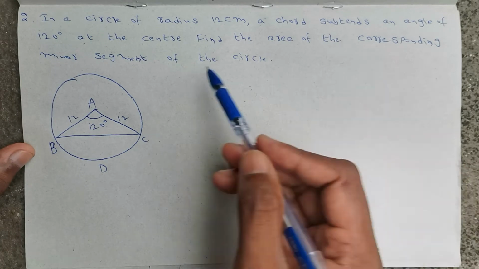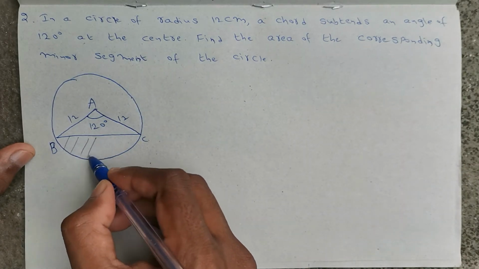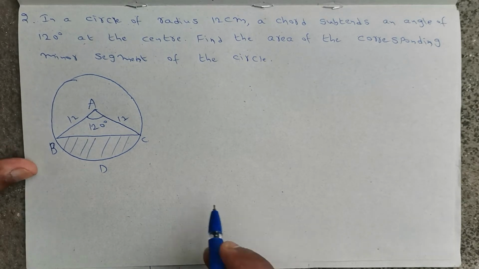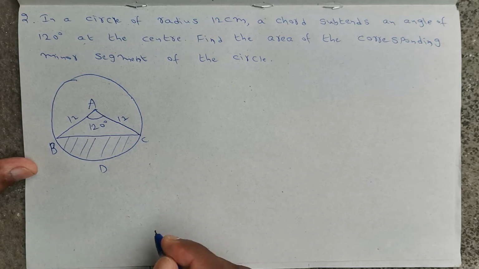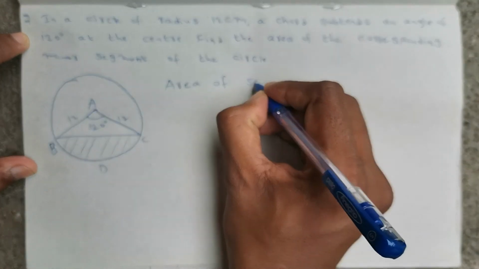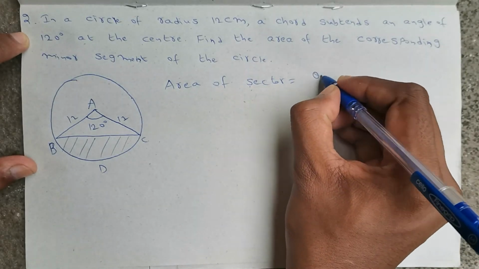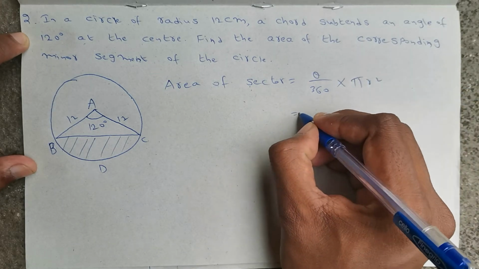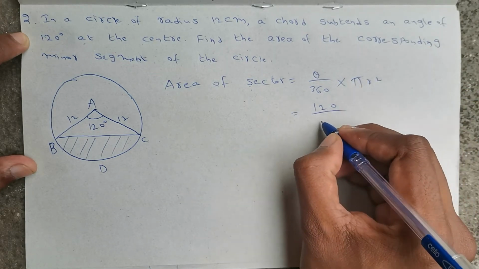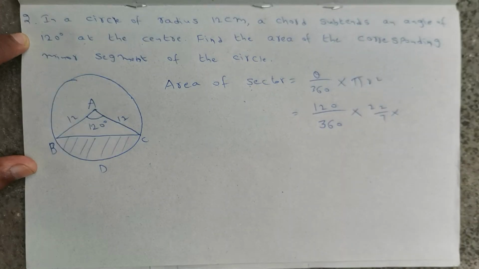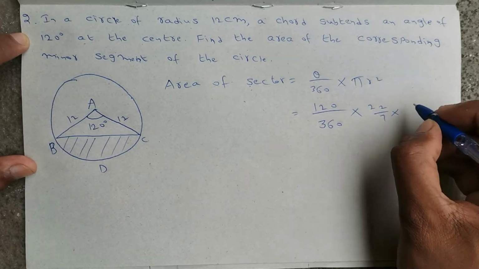Okay, he is asking the area of the corresponding minor segment. So only in this case he is asking for the minor segment only, whereas in the previous question he asked for minor as well as major. Okay, first we need to find the area of the sector. Area of sector is equal to theta by 360 into pi r square. Here theta is given as 120 degrees divided by 360 into pi value 22 by 7 into radius given as 12. So 12 into 12.